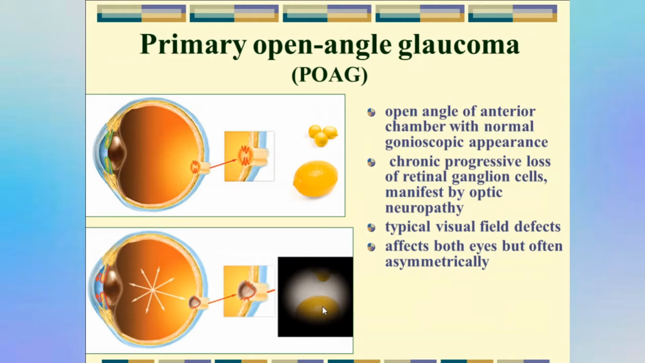Okay, let's speak about primary open-angle glaucoma. I have already mentioned that nearly 80% of the patients with glaucoma have primary open-angle glaucoma. Open-angle glaucoma is characterized by an open angle of the anterior chamber with normal gonioscopic appearance, and chronic progressive loss of retinal ganglion cells manifested by optic neuropathy. Also, primary open-angle glaucoma is characterized by typical visual field defects, and usually this glaucoma affects both eyes, but rather often asymmetrically.